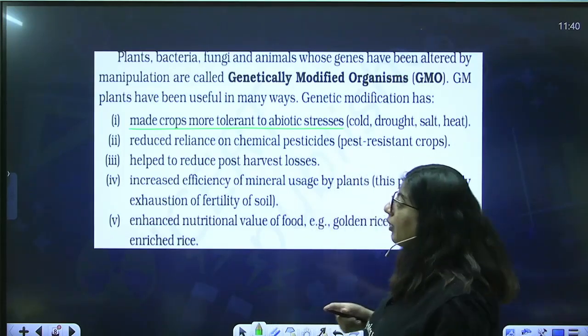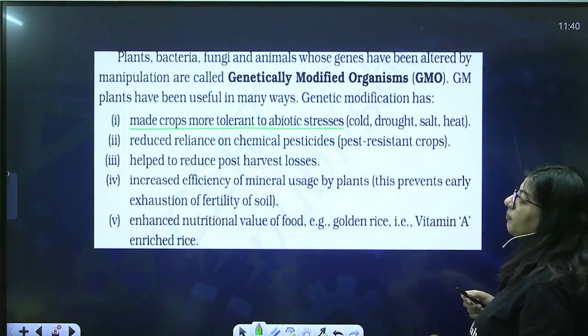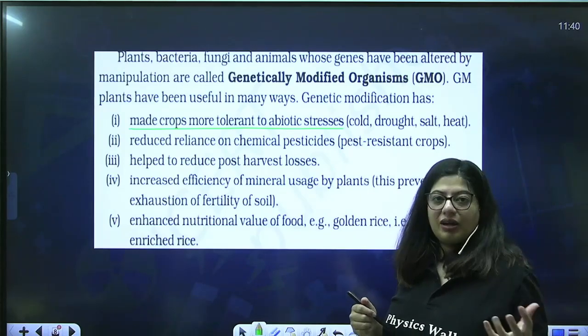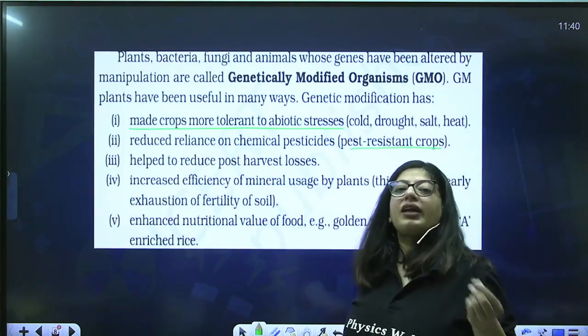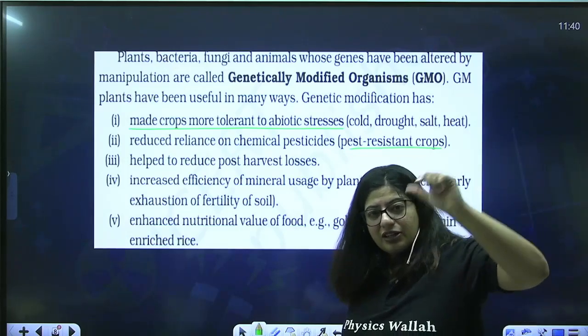Reduce reliance on chemical pesticide. Now you can make certain plants which are pest resistant. That means the pest cannot damage them. You have modified the genes in a way.